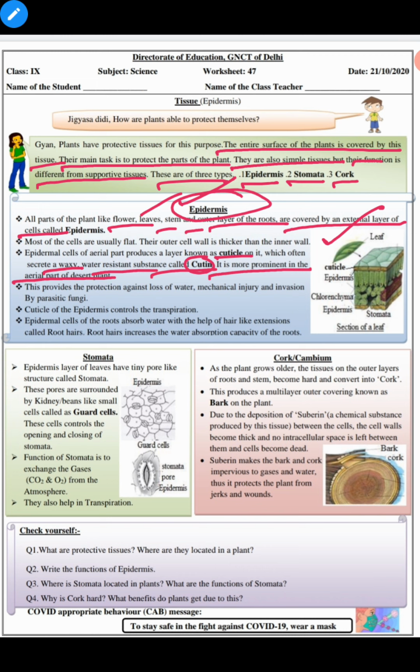As you know, a very small amount of water is present in the desert, so it resists the loss of water from the surface of the aerial part of the plants. This is a very important function of the epidermis, which produces a waxy substance that covers the entire part of the plant and resists the loss of water. That part is known as cutin.